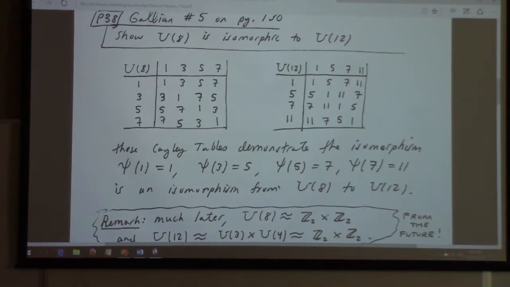Send generators to generators, if we're thinking about constructing it. Because I wrote this solution when I was behind, I'd already covered some other things. So I would point out that we can now see U8 is Z2 cross Z2, and likewise U12 is U3 cross U4, which is Z2 cross Z2. In other words, these are both isomorphic to the Klein 4 group.